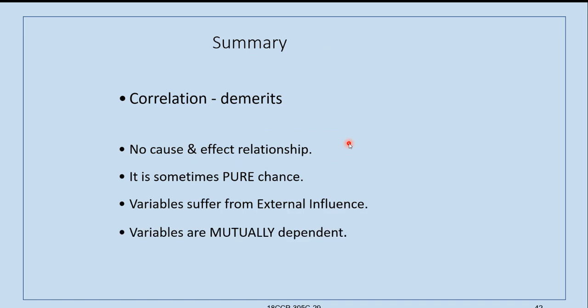Demerits: no cause and effect, it is sometimes pure chance. Variables suffer from external influence. In practice, there will be a lot of influence of other variables also. Theoretically, when we talk of two variables, we can talk, but if you are not considering the effect of other variables, then it will be a disadvantage for this theory. Mutually dependent. Mutually means dependent on one another.